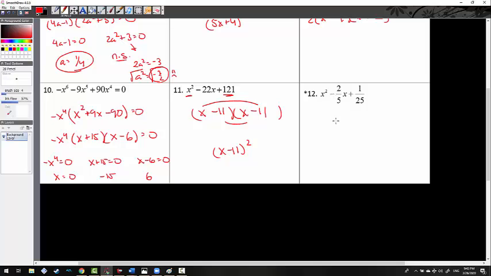And then number 12. Believe it or not, number 12 is exactly like number 11. You can call him x minus 1/5 and x minus 1/5. Does it work? I get a negative 1/5 here and a negative 1/5 here, giving me negative 2/5 if I combined them. And then these guys would multiply to become positive 1 over 25. I think this is it. So x minus 1/5 all squared.